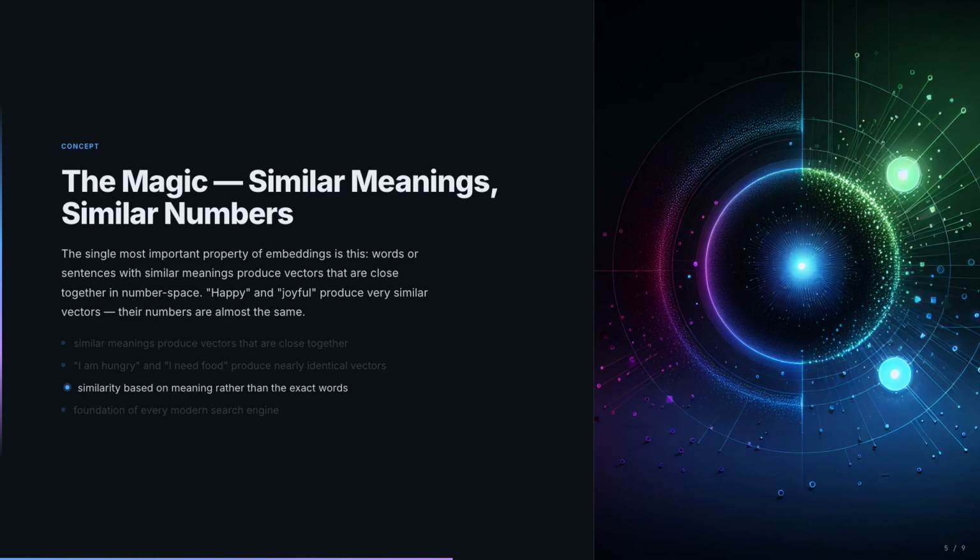This property, similarity based on meaning rather than the exact words used, is the foundation of every modern search engine, every recommendation system, and every AI that answers questions about your documents.